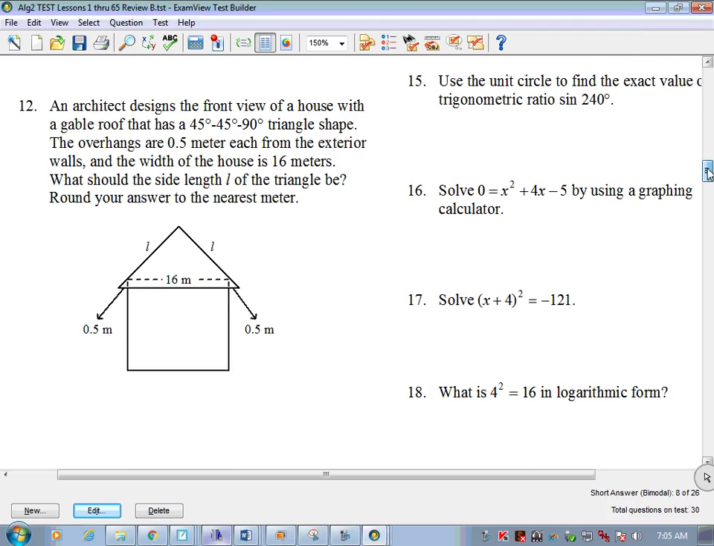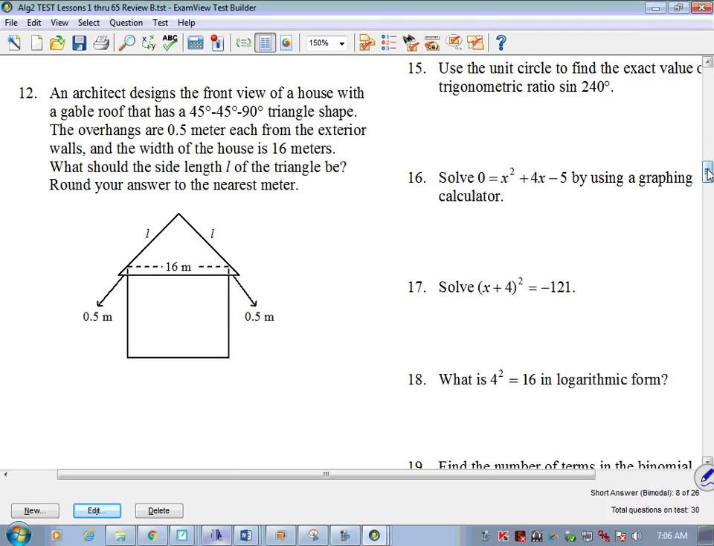Okay, let's come down to 12. You guys have seen this question a lot. It's going to ask for L, given that this is a 45 right triangle. The width of this is 16, but we need the length of this, which is 17. So if we talked about this before, we're going to get 17 divided by radical 2, because we are with a ratio of x to x radical 2.